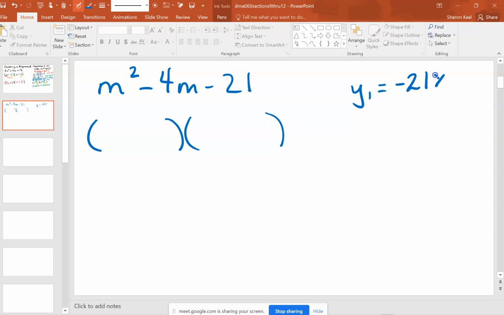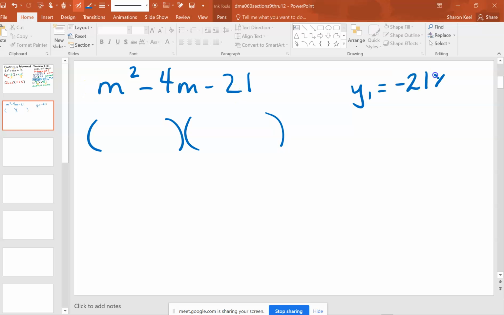Let's go to our calculator. And here on y1, I'm going to press clear and type negative 21 divided by x. Don't accidentally hit that minus key. Let me show you what happens if you do.